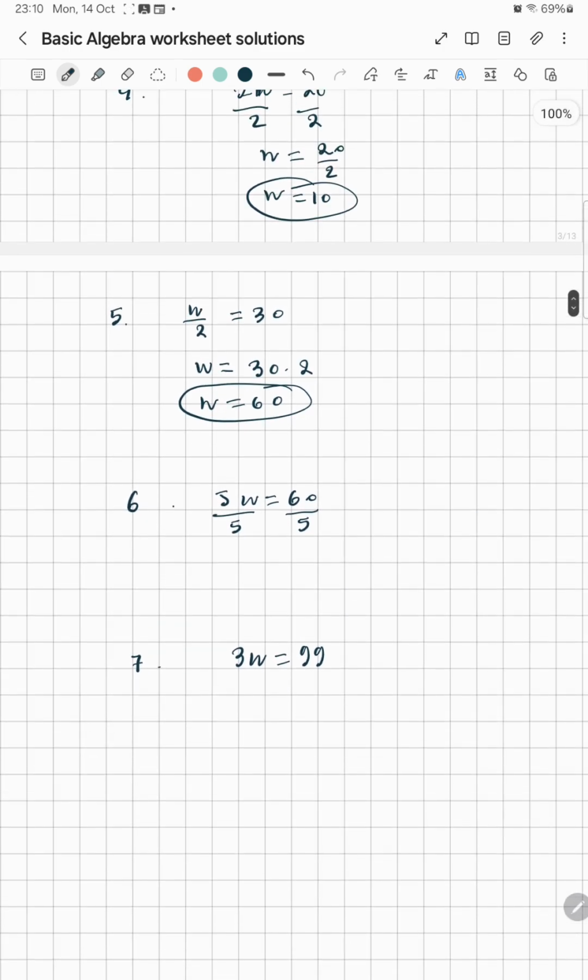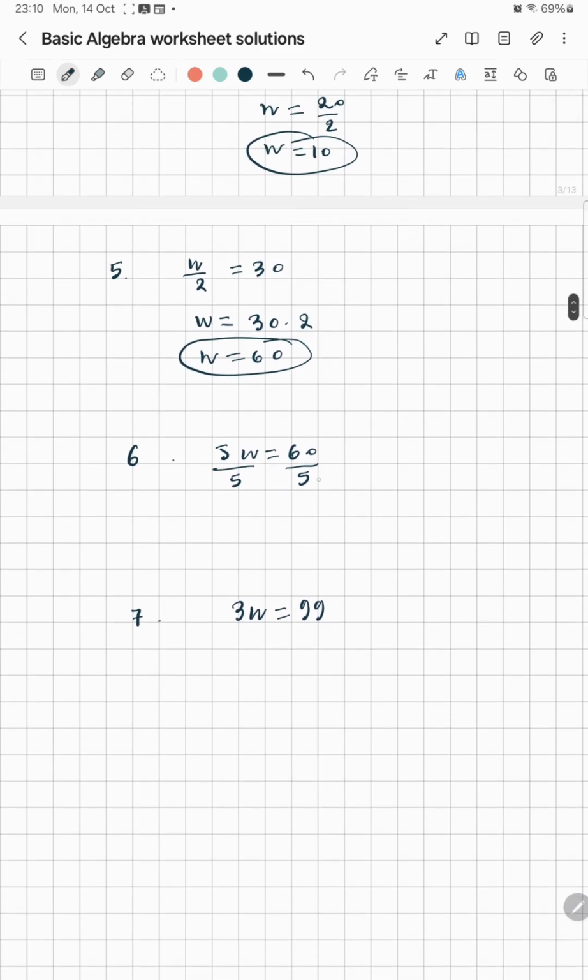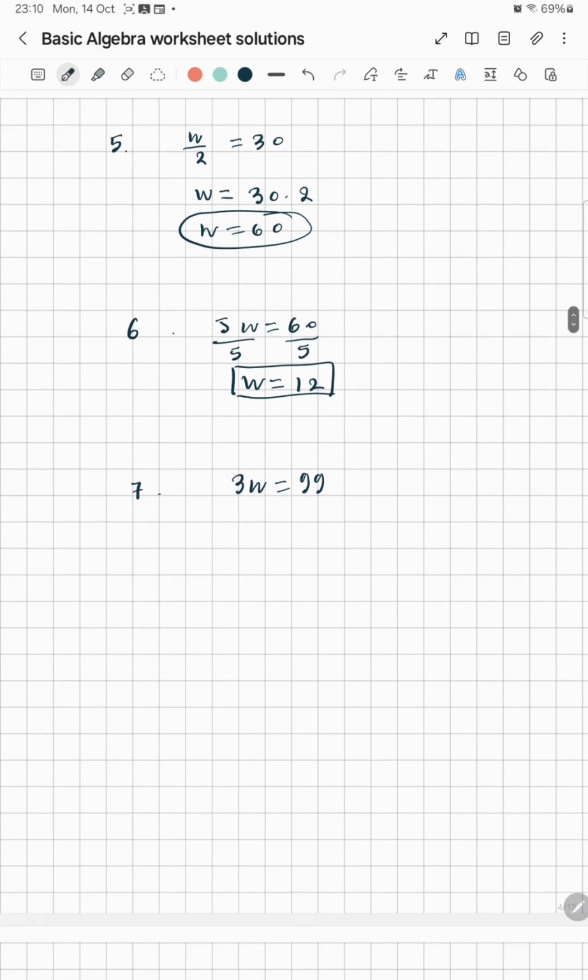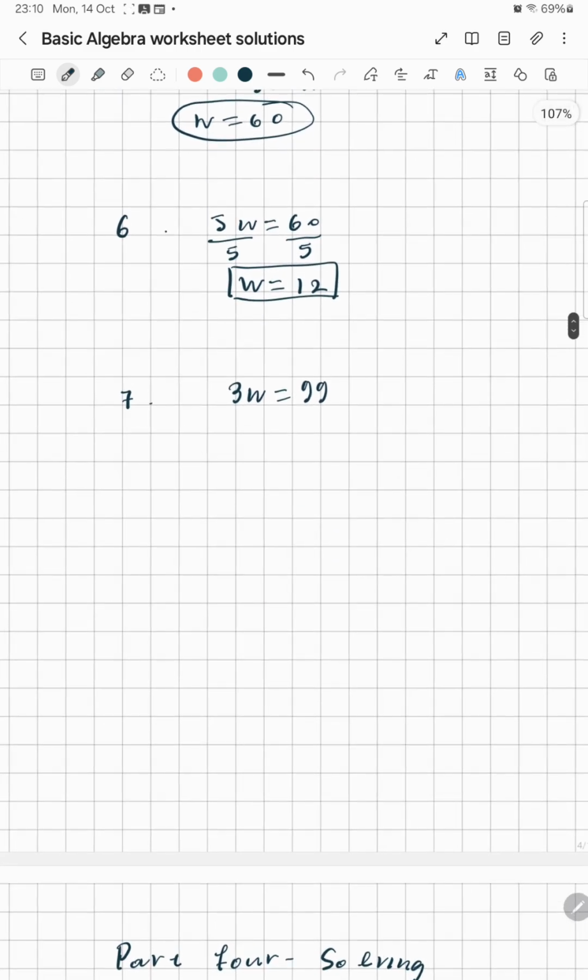Here we have 5w is equal to 60. We divide by 5. And we get w is equal to 12. 3w equals 99. We divide by 3. And we get that w is equal to 33.